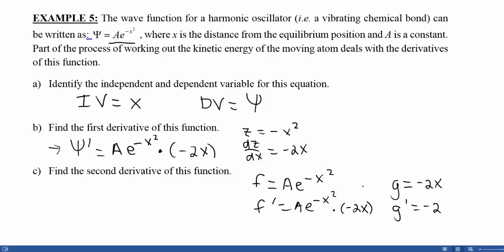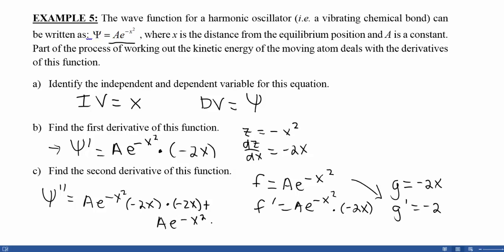So now we need to do f prime times g. So remember, we're calculating the second derivative. So we have a e to the negative x squared times negative 2x times negative 2x plus f times g. So here, that's going to be plus a e to the negative x squared times negative 2. Now we can simplify this a little bit with some of our algebra. So let's see what it looks like if we simplify.